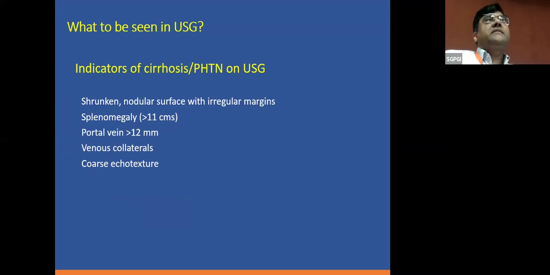When you are talking about ultrasound, please note that these are the features of cirrhosis on ultrasound: shrunken, small-size liver, nodular surface, portal vein more than 12 millimeter, spleen more than 12 centimeter or 11 centimeter, presence of collaterals. But unfortunately, most of the time what we get on ultrasound is the last one, coarse echotexture. Coarse echotexture is not an indicator of liver cirrhosis. So we have to train our radiologists. Please mention your findings under these headings.